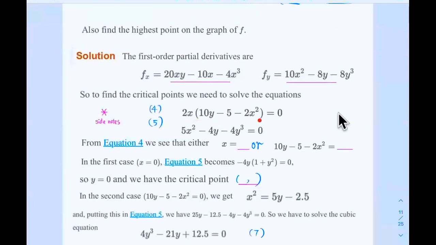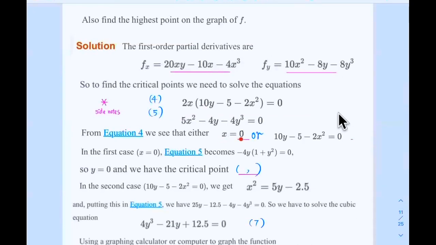From the first equation, we actually take out the greatest common factor, which is 2x. Now, for this to equal 0, we'll have 2x equal to 0, which is when x equals what? When x equals 0, right? Or this second factor over here equal to 0, okay? By the zero product property. So now let's think about it case by case.